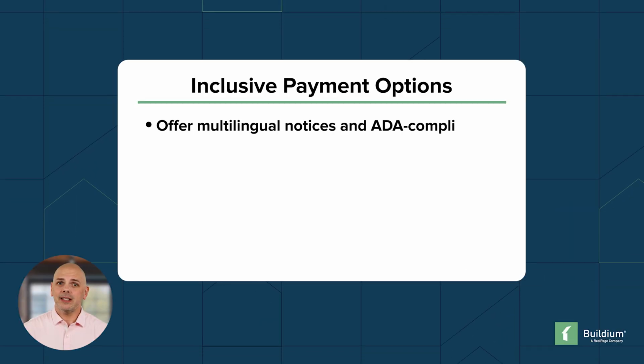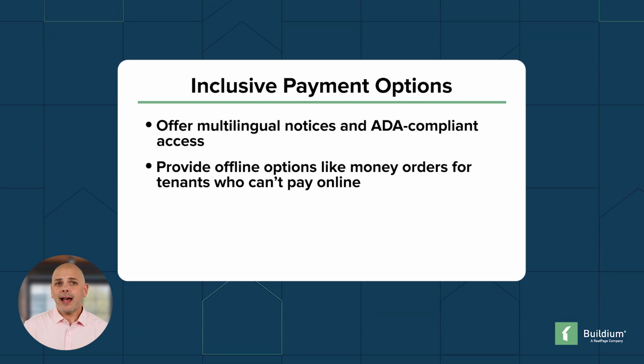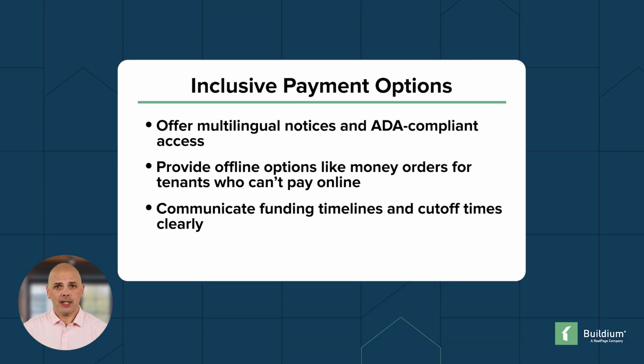Finally, don't forget to support all tenants by offering multilingual notices, and make sure the rent collection app you use includes ADA-compliant access. For tenants who simply can't pay online or who may have trouble doing so on any given month, provide offline backups like money orders and document exceptions. Be transparent about funding timelines and cutoff times.